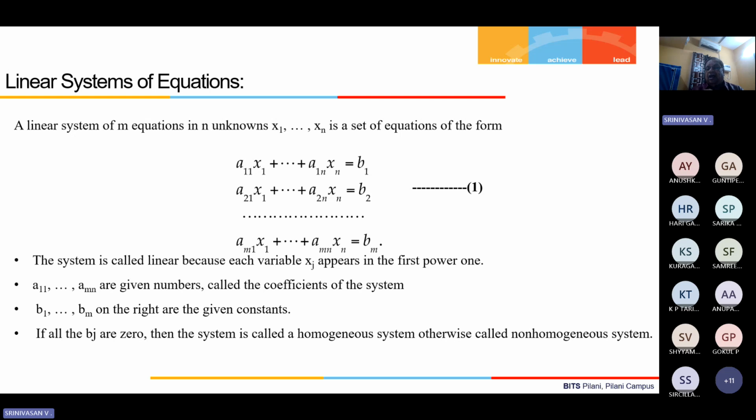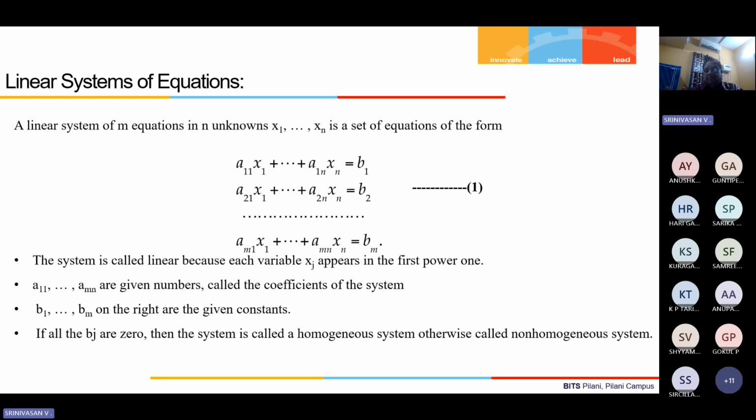Such an equation is called linear. If not linear, it is non-linear. It may be of any degree, 2 or 3, anyway greater than 1. Such equations in general will be called non-linear equations. Then you can classify second degree equation, third degree equation, and so on. So anyway, our cup of tea is now to consider a linear system of equations.